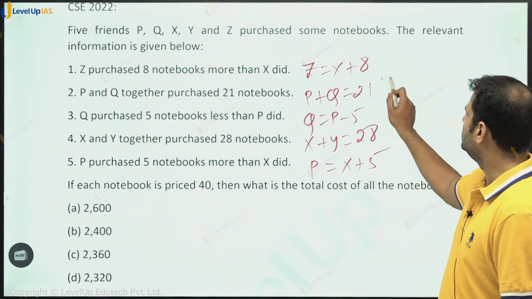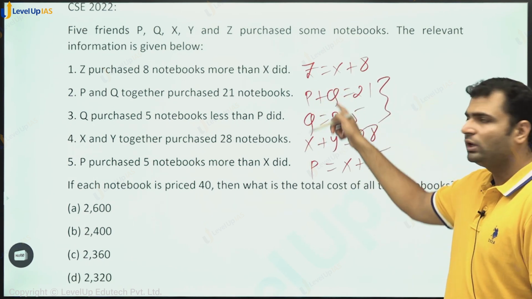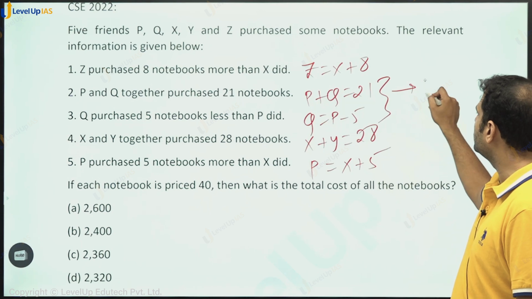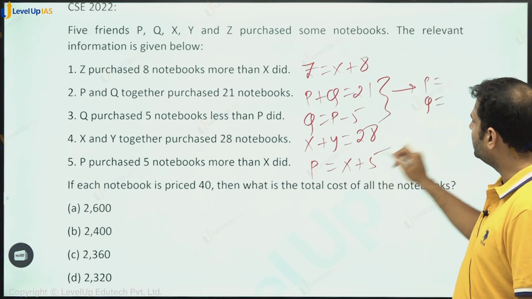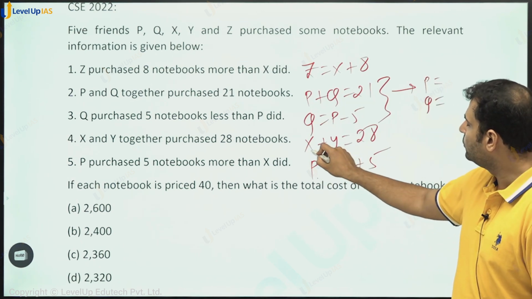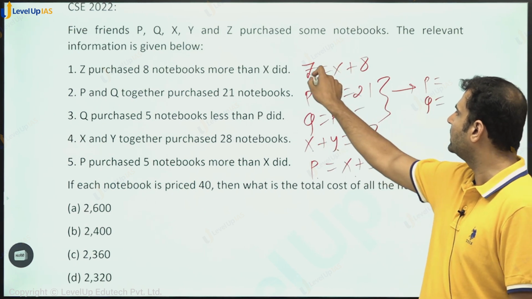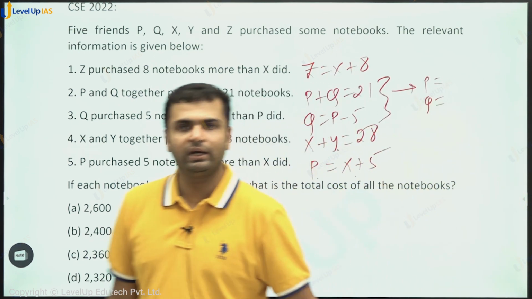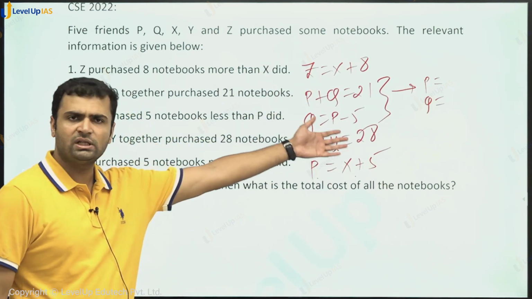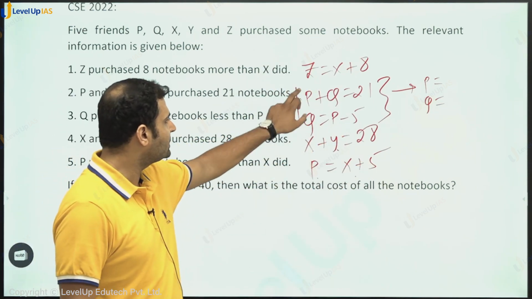If you observe, these are 2 equations in P and Q. 2 equations, 2 unknowns. So यहाँ से हमें P और Q की value मिल जाएगी. If you put that value of P here, you will get X की value. Put that here, you will get Y की value. Put that here, you will get Z की value. So all the values you will get. Very very easy to solve. 5 equations, 5 unknowns. ठीक है. But इन दोनों से start करना है.